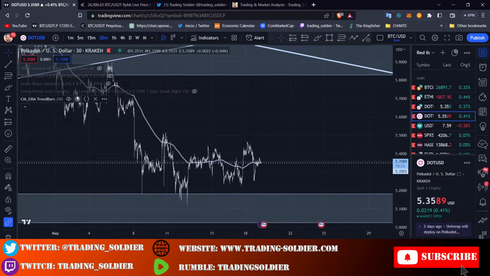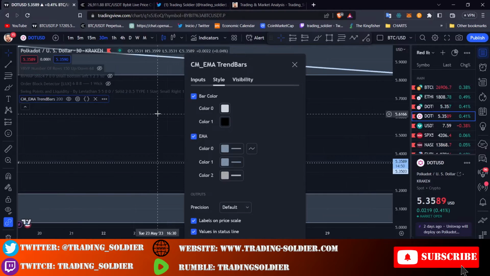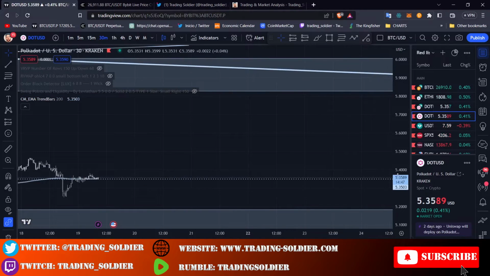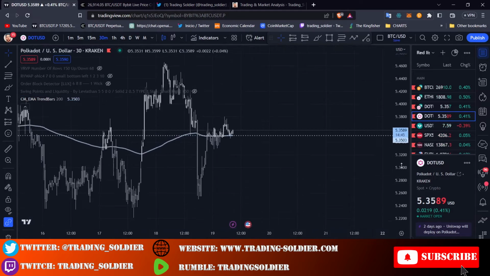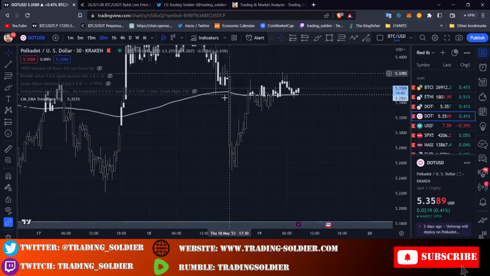If you go here into indicators and click on the settings, we see that the EMA is 200. If we change it to 100, for example, the EMA changes to 100. But in this case, we are going to use the 200 EMA. Also, I have selected that when the price is above the 200 EMA, the candles are printed in white, and when it's below the 200 EMA, the candles are printed in black.